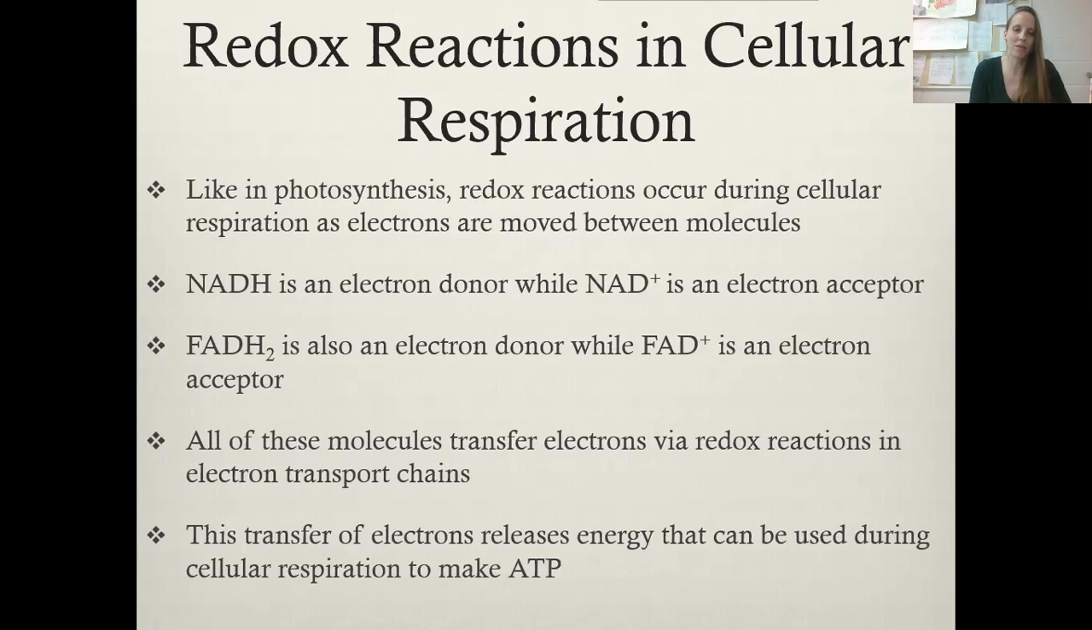So all of these molecules, the NADH and the FADH2, they transfer electrons via these different redox reactions where you have a reduction and an oxidation taking place. This transfer of electrons, these redox reactions, are going to release energy that can be used to make ATP. Just like in the electron transport chain of photosynthesis, when we had those redox reactions and it released energy to pump the hydrogen ions, it's going to be very similar in cellular respiration.